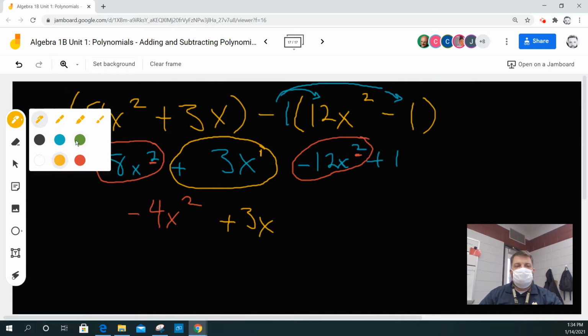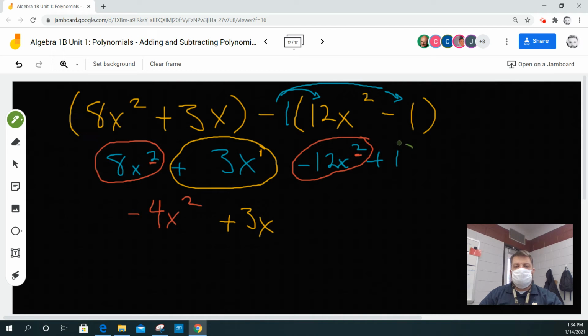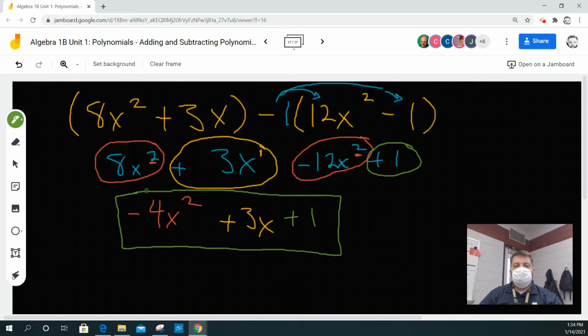And then lastly, I'm going to look for no x's. And there's nothing to add it to. So I'm left with negative 4x squared plus 3x plus 1.